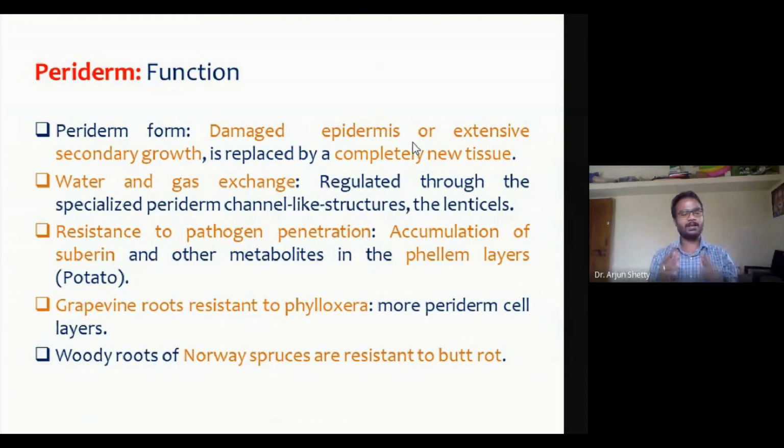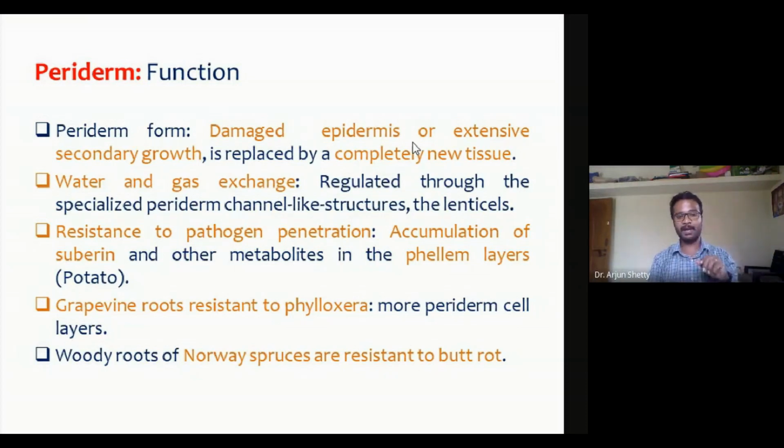We already know that similar to the epidermis, the periderm also helps in protection of the internal parts of the plant body. Usually the periderm is formed as per the biological clock of a plant body, I mean the phytological rhythms. Apart from that, during any wound, if there is any wounded or damaged condition in the epidermis, or because of the extensive growth of the plant body, a completely new tissue is going to be formed, and that particular new tissue will be considered as the periderm.